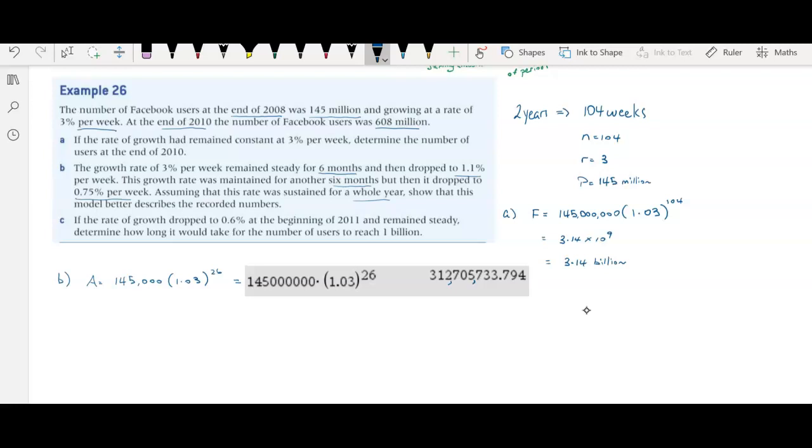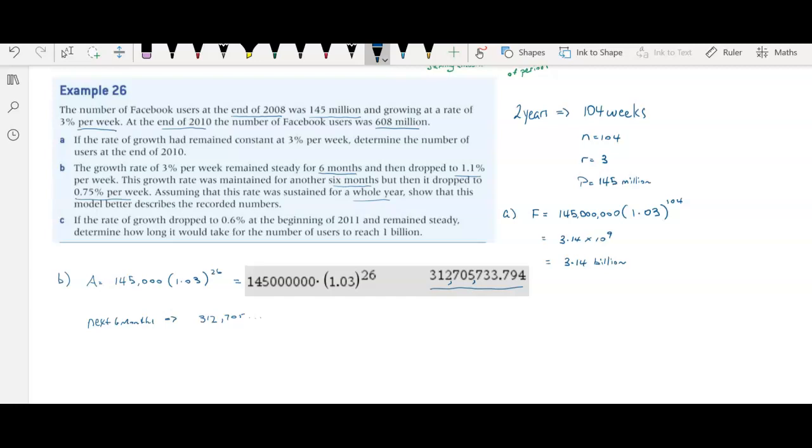Then it dropped to 1.1% per week for another 6 months. So now we're going to take this amount here and take that value into the calculator. The next 6 months. And that's going to go to this figure here, 312,705, and so on. Then that's going to be 1.1%, so 1.011 to the power of 26. So I'll get the calculator out and we'll do that.